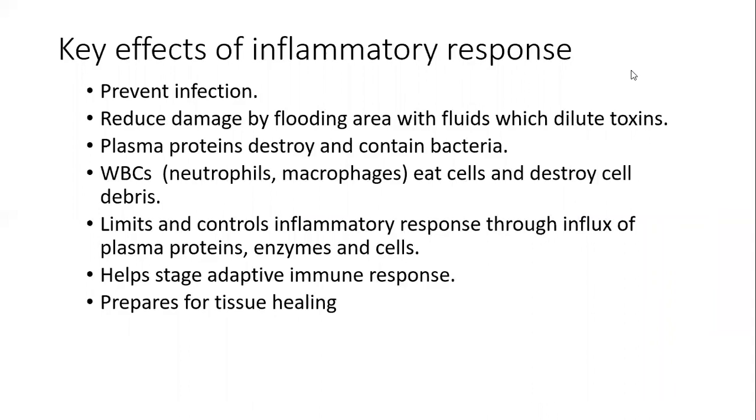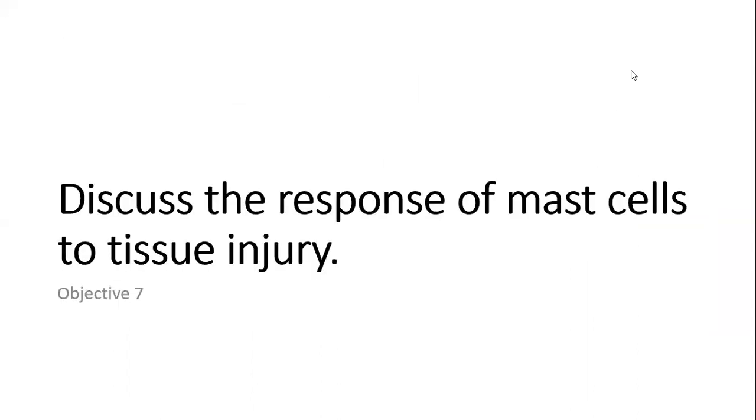So the key effects, to summarize, of the inflammatory response are to prevent infection, reduce damage by flooding the area and diluting toxins. The plasma proteins destroy and contain bacteria. The white blood cells, that's neutrophils and macrophages mainly, eat cells and destroy cell debris. It limits and controls the inflammatory response through an influx of plasma proteins, enzymes, and cells. It helps stage the adaptive immune response and prepares the tissues for healing.